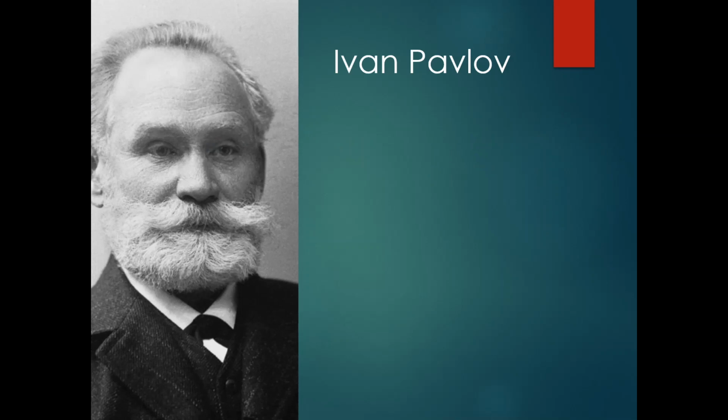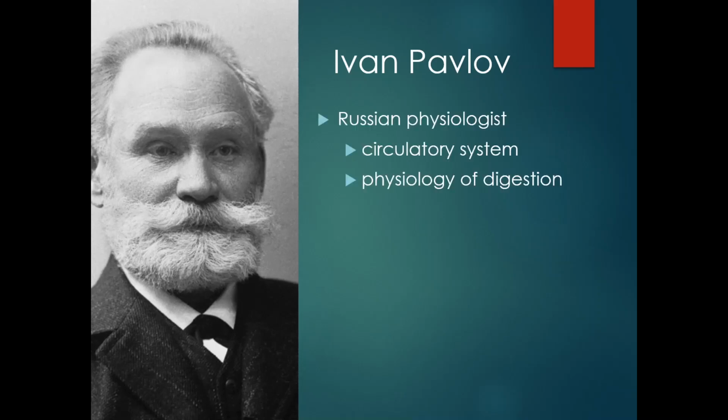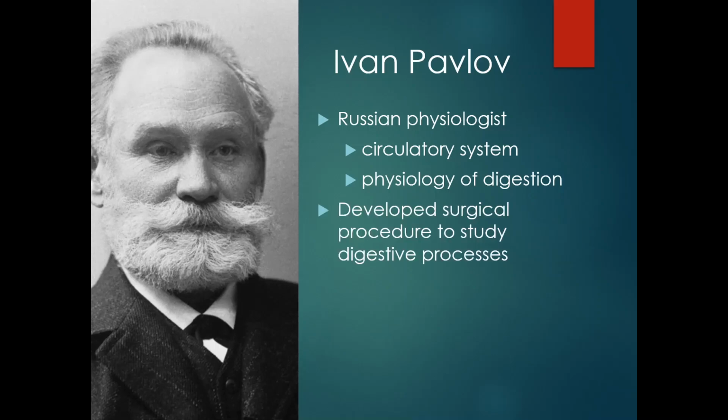To get started looking at the foundation of classical conditioning, we of course need to begin by talking about Ivan Pavlov. He was the Russian physiologist, not psychologist, who first discovered classical conditioning in a scientific manner. Like I said, he was a physiologist who actually studied the circulatory system and the digestive system, which is how he came across this discovery.